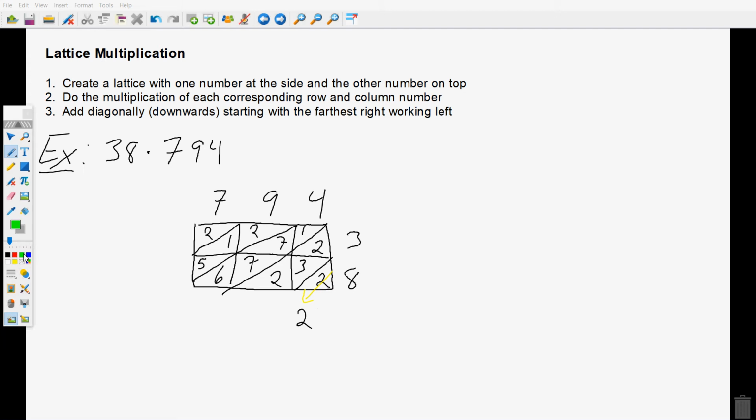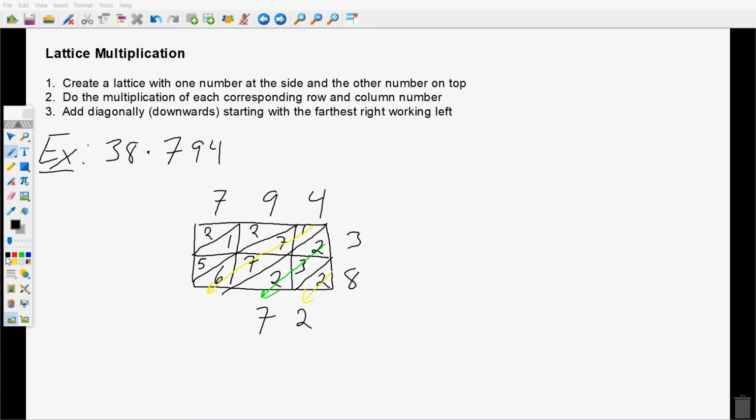Then I take the next diagonal, which is 2, 3, and 2, add those. That's going to give me 7. Then I do the next diagonal. And when you're adding these, you ignore the numbers that are outside the box. So in the next diagonal, I have 1, 7, 7, and 6. When I add 1, 7, 7, and 6, that's actually going to give me 21.